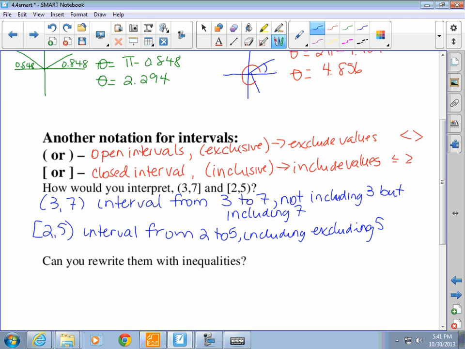So it says, how would you rewrite this as actual inequalities? The first one would be, we're going between 3 and 7. Not including 3 means it's going to be like that. Including 7 means it's going to have the equal to sign. The second one would be, you have your 2, and your variable, and your 5. It's including 2, so it needs the equal to sign. Excluding 5, so it's just that without the equal to sign.